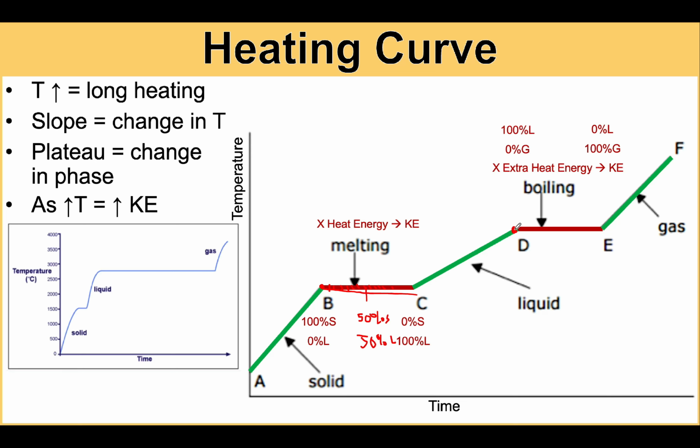For example, the heating curve of iron. So iron metal melts at 1538 degrees Celsius and boils at 2861 degrees Celsius. But the shape here is almost the same. You have one slope, then segment, slope, segment, slope, just like this one.